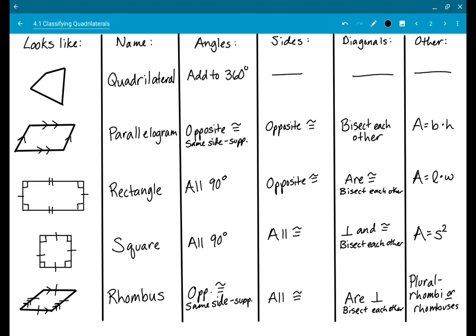Now, you might be wondering, how would I talk about more than one rhombus? Well, the plural is actually rhombi or rhombuses. You can use either. You may want to pause now. I'm going to move on to some other shapes and show you how all of these things are interrelated. But if you need more time to write all this down, just hit the pause button.